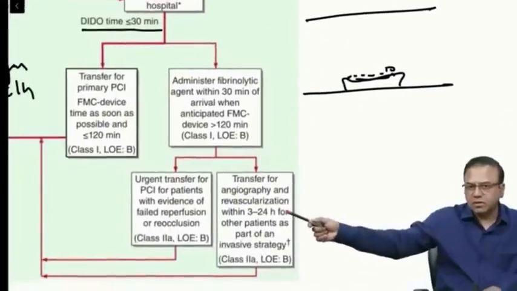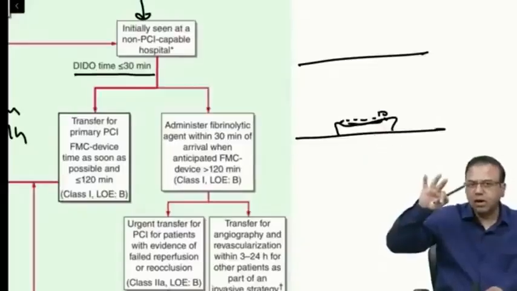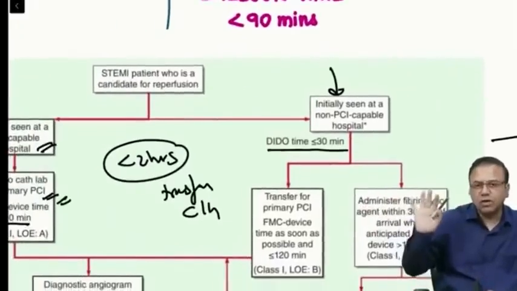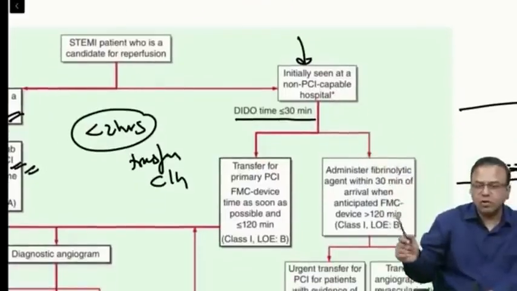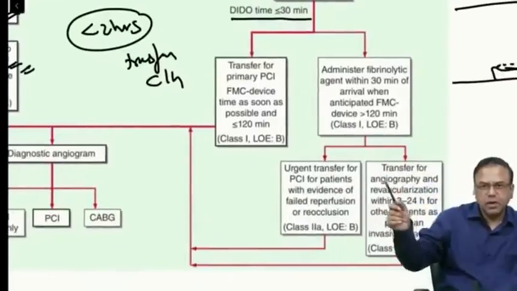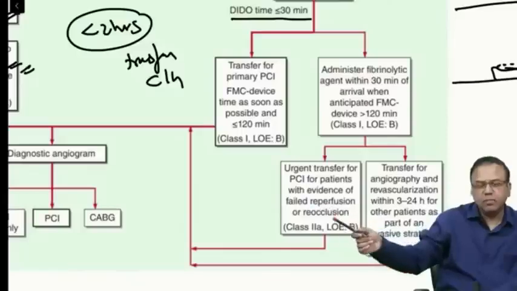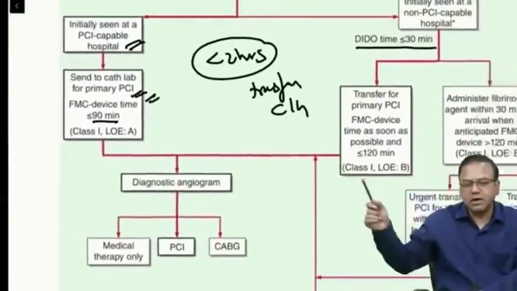So once thrombolytic is done, the patient should anyway go for angioplasty, should go for angio. Remember, guidelines are written by cardiologists. They will not allow any MI patient to go home without an angio. Even though the patient came to a PCI non-capable hospital and you already gave thrombolytic therapy, there are two possibilities: either the patient improved or did not improve. If the patient did not improve, urgent transfer should be done for failed reperfusion, to a PCI capable hospital, to get a PCI done.